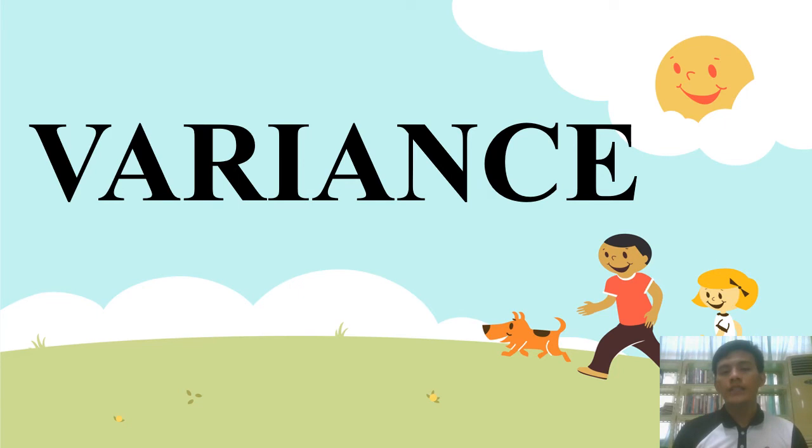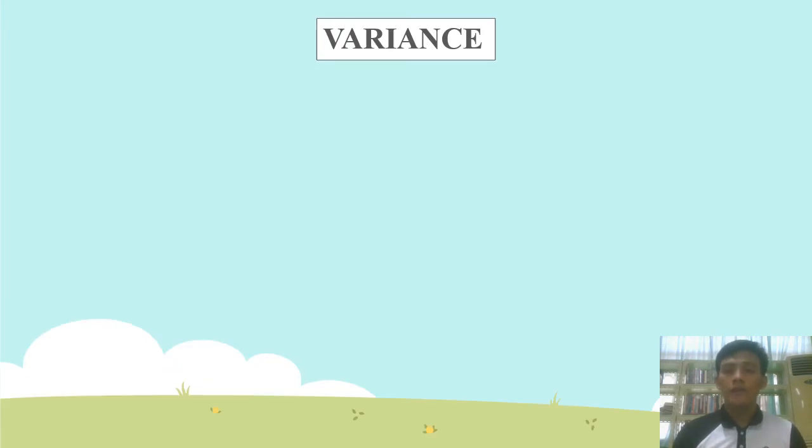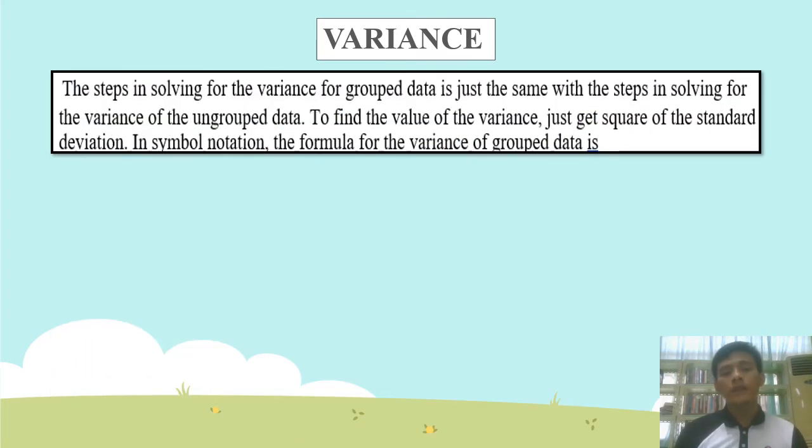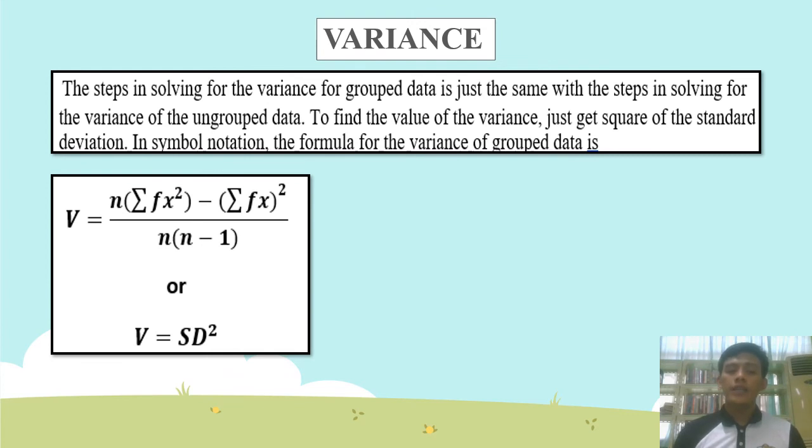In solving for the variance, we will just continue from what we solved for the standard deviation. So the steps in solving for the variance of group data are just the same as the steps in solving for the variance of ungrouped data. To find the value of the variance, just get the square of the standard deviation. In simple notation, variance is equal to n quantity summation fx squared minus quantity summation of fx raised to 2, divided by n quantity n minus 1, or just simply the square of the standard deviation.